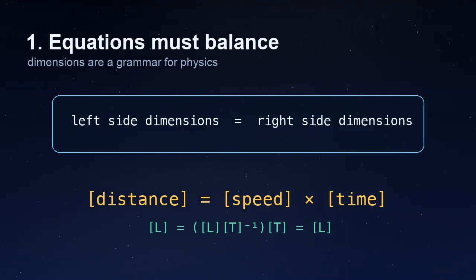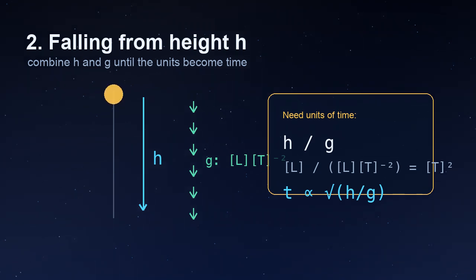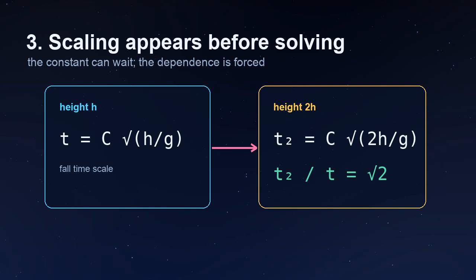Suppose you drop a ball from height h. What controls the fall time? The height h has units of length. Gravity g has units of length per time squared. We need a time. The only combination with units of time is the square root of h over g, so the answer must look like t equals a pure number times square root h over g. The missing pure number depends on details, but the scaling is already forced. Double the height, and the time does not double, it grows by square root of 2.